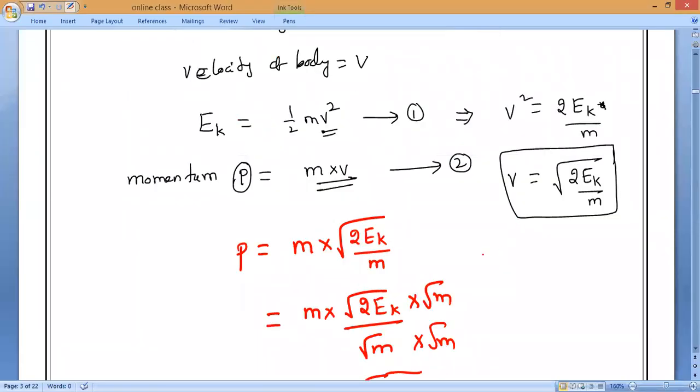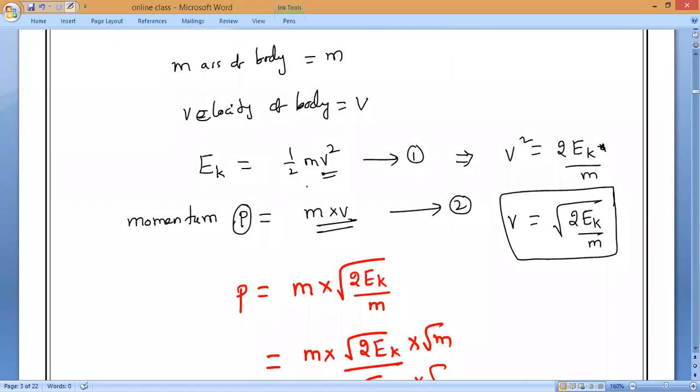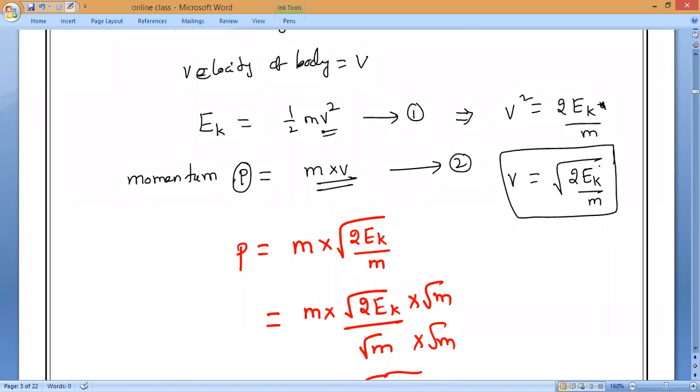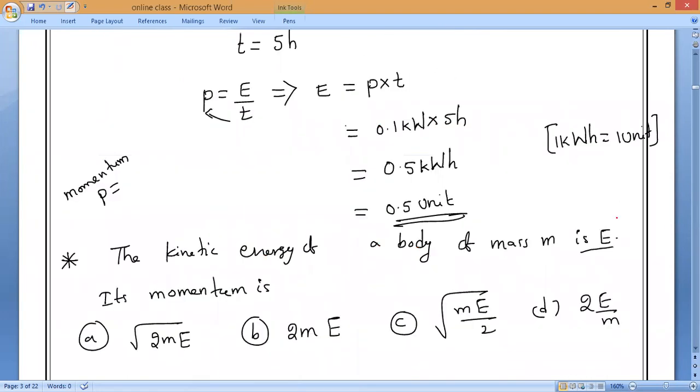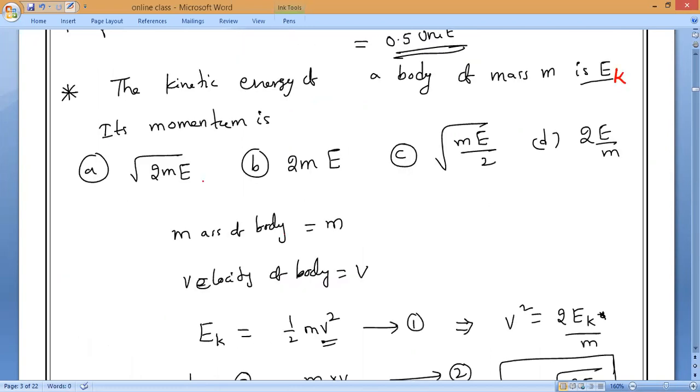So from the kinetic energy formula, I have found velocity. Velocity is equal to root of 2E, where E means kinetic energy, divided by mass. In the given question, the kinetic energy is Ek, so it is good for us to solve. Wherever it is, I will put Ek, because Ek means kinetic energy.